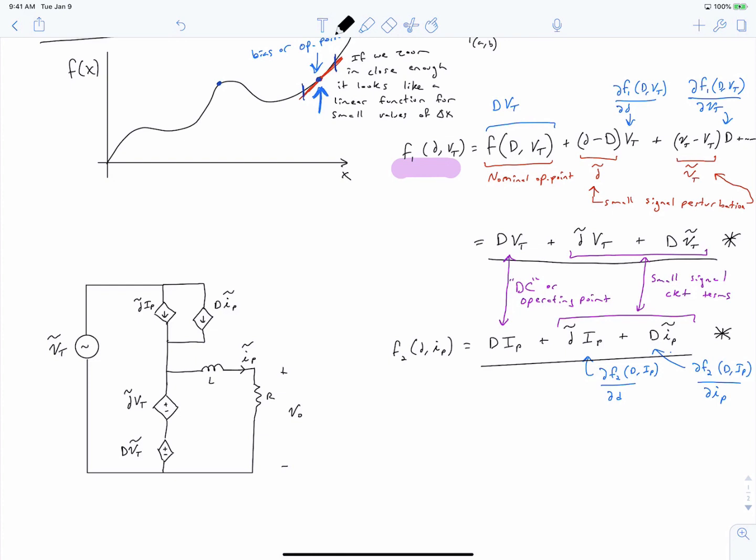And so what we're interested in doing in this lecture is deriving the relationship between D tilde and V out tilde. So we want to derive the relationship between our small signal output voltage and our small signal duty ratio. So now let's go for deriving our relationship.